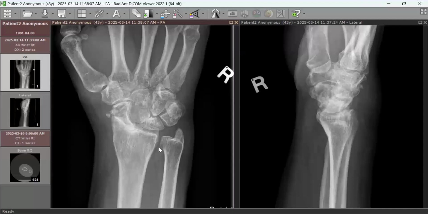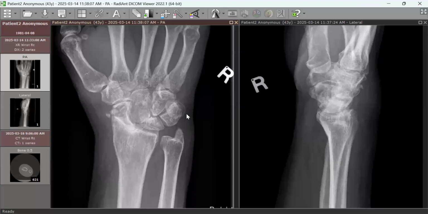Okay, that's good. First, I want you to tell me what features of proper alignment you want to see on the dorsopalmar and lateral radiographs of the wrist. So for the dorsopalmar one, what kind of alignment? There are lines that you can use. Do you remember the name of them or the description of them?